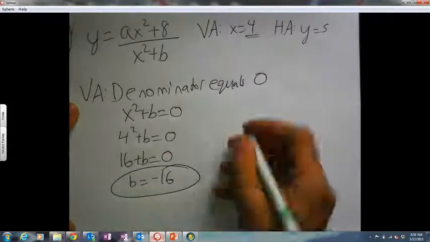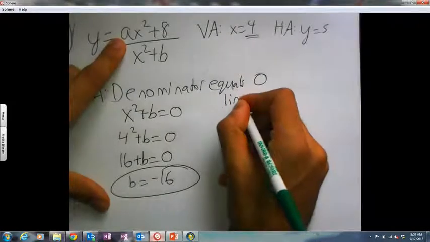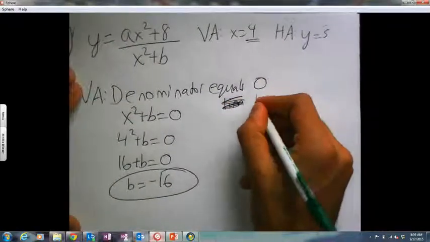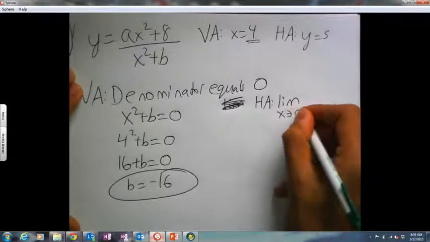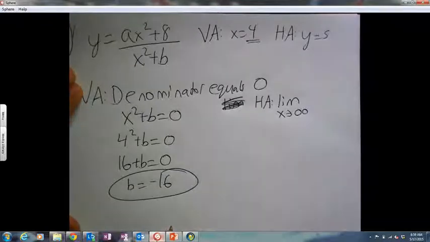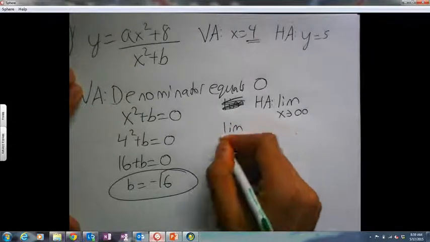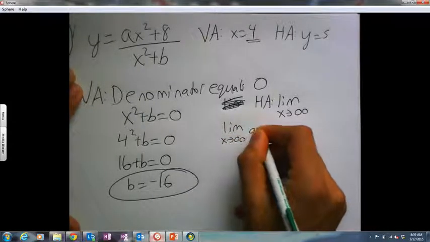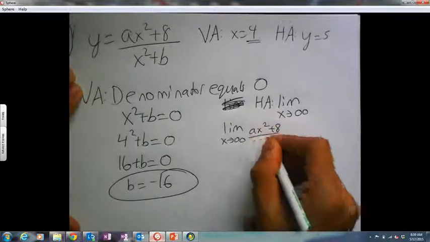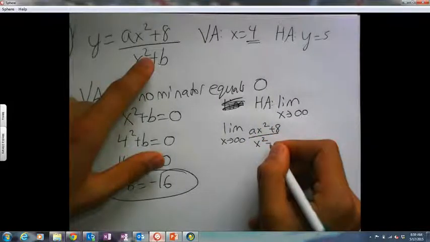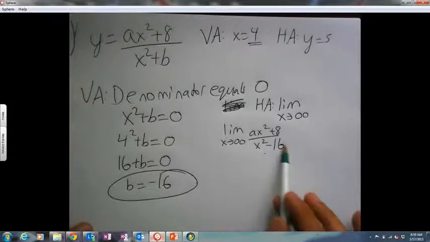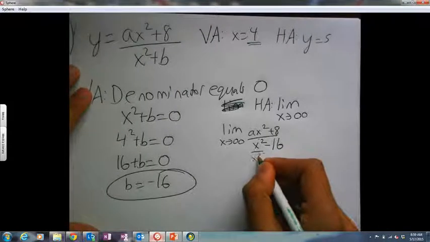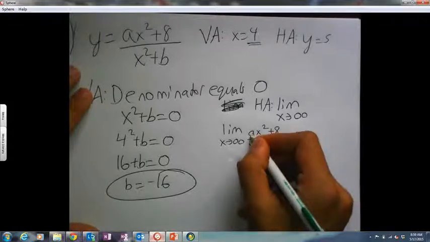Now what about a? Well, horizontal asymptote is the limit as x goes to infinity. That's what we mean by horizontal asymptote. So let's do limit as x goes to infinity of ax squared plus 8 divided by x squared. b is really just negative 16 now. Every time you have limit to infinity, we always divide by the biggest exponent on the bottom. So divide everything by x squared.